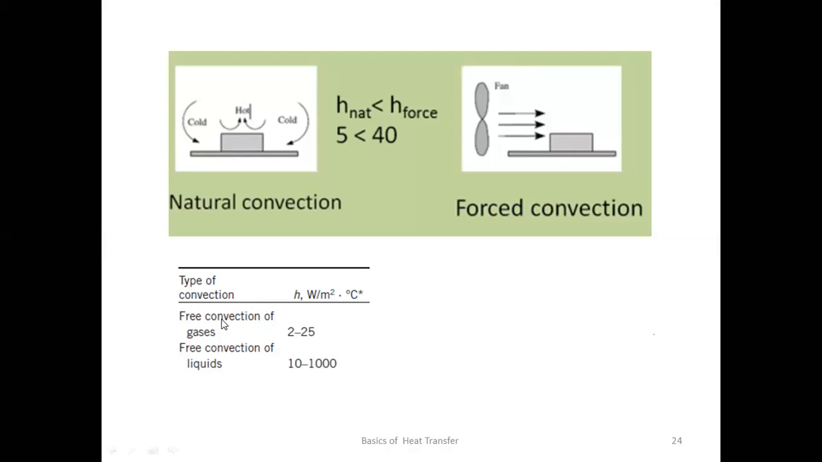Types of convection: free convection of gases and free convection of liquids. For gases, the free convection range of H is from 2 to 25. Gas means you can take air. The minimum value can be 2 and the maximum value is 25. If you want to increase the value beyond 25, you can't use air, you have to use liquid, and that liquid is nothing but water.